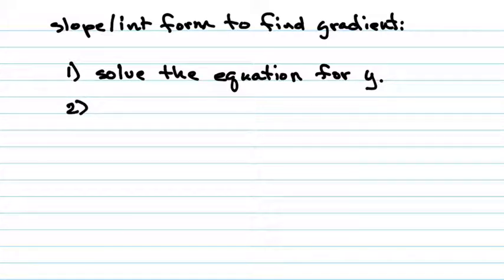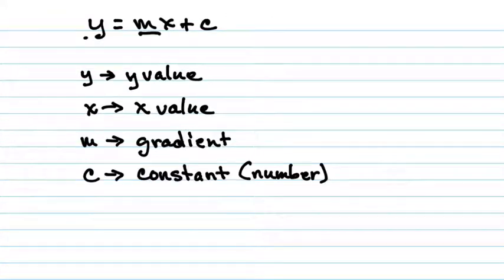Second, simply find m, and you're done. m is your gradient. How do you find m? Where is it in the equation? It's in front of x. So whatever number's in front of x is your gradient, period.